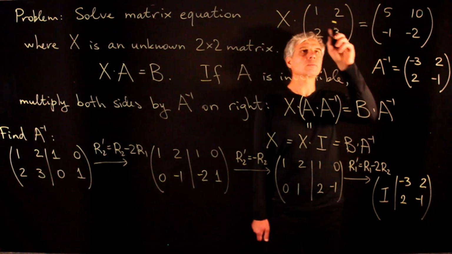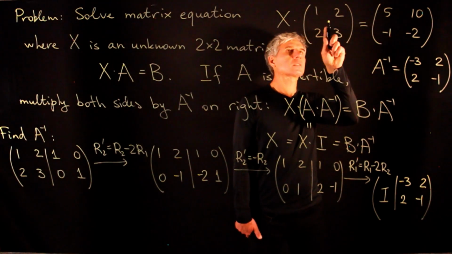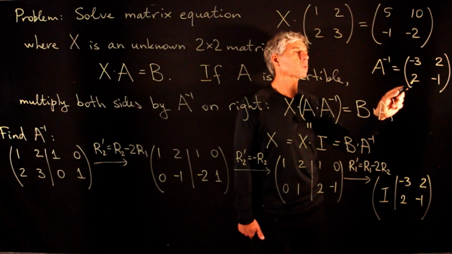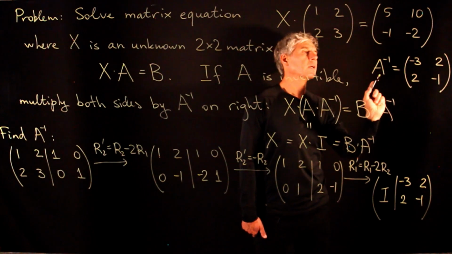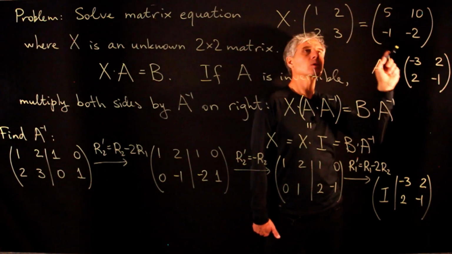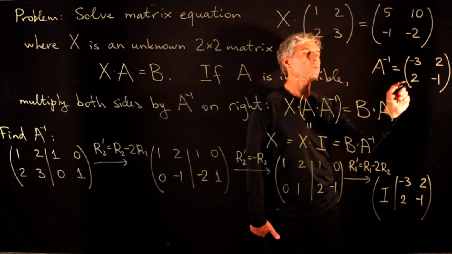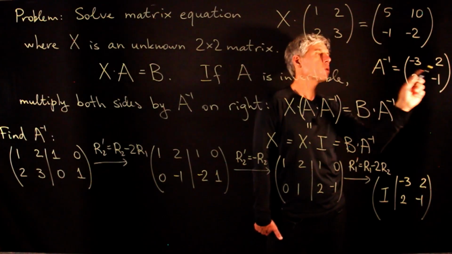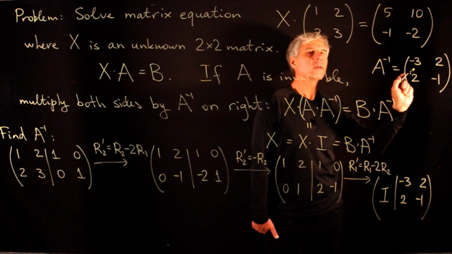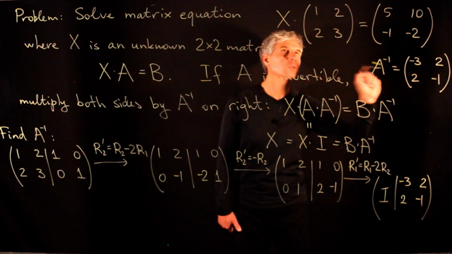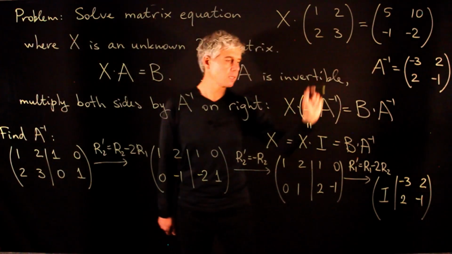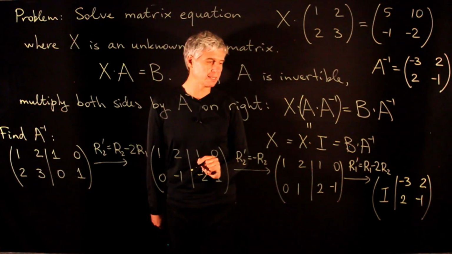If we multiply these two matrices, let's quickly check. 1, 2 dot product with negative 3, 2, that's 1. 1, 2 with 2, negative 1, that's 0. 2, 3 with negative 3, 2, that's 0. And 2, 3 with 2, negative 1, that's 4 minus 3, that's 1. So the product of A and A inverse is indeed identity.